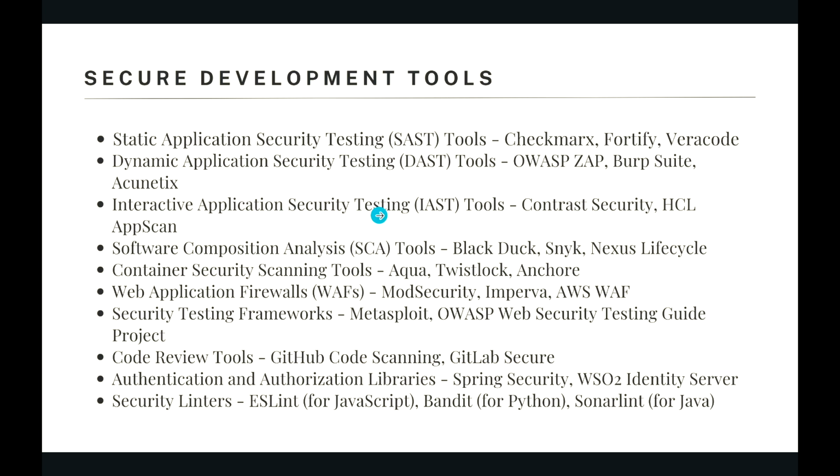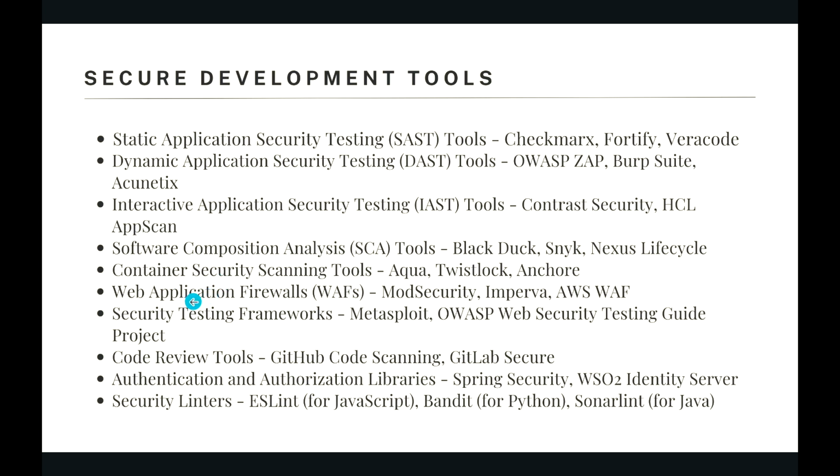Interactive application security testing tools are kind of like a combination of static application and dynamic application security testing tools. So these interactive application security testing tools can offer real-time feedback during runtime, and then software composition analysis tools scan open source and third-party libraries to identify known vulnerabilities and licensing issues. Then container security scanning tools. They monitor the security of container images to identify vulnerabilities.